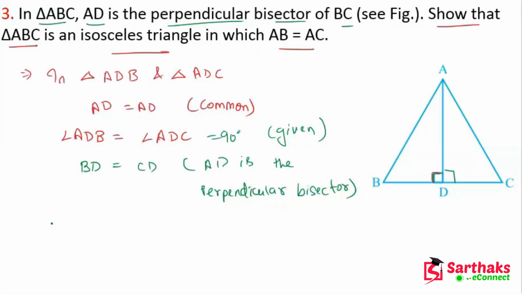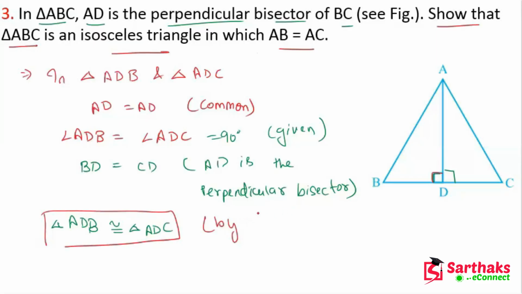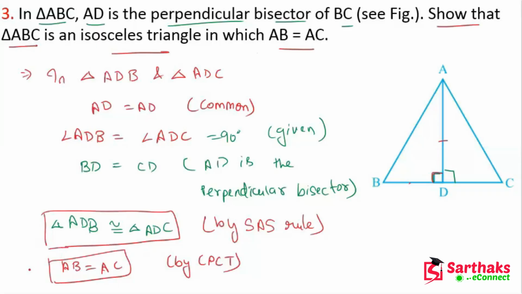Okay, so now we can write triangle ADB is congruent to triangle ADC. Okay, so this is congruent by what? By side angle side rule. Here you can see, side angle side rule. Okay, and so we can say that AB is equal to AC by CPCT.